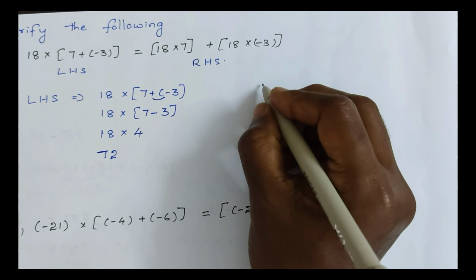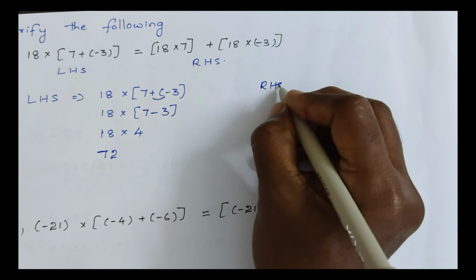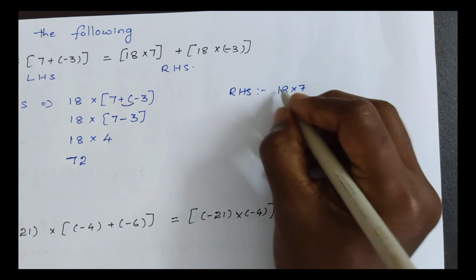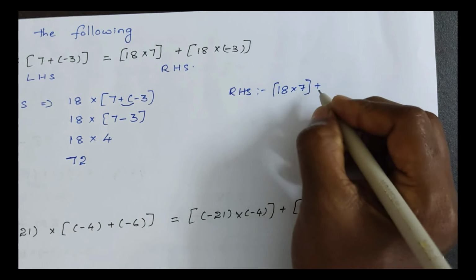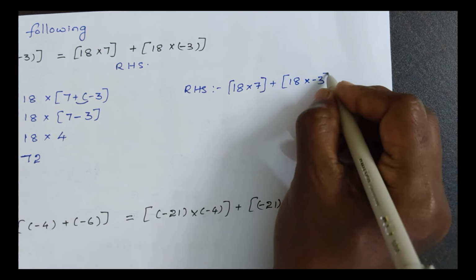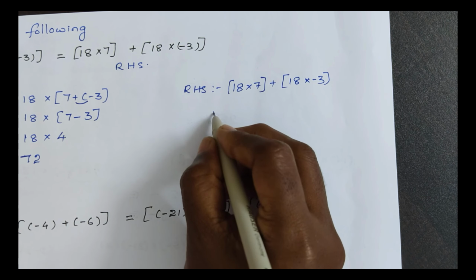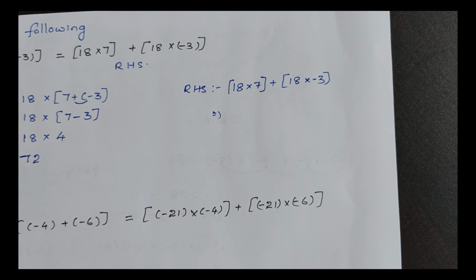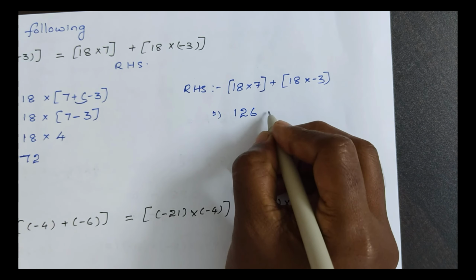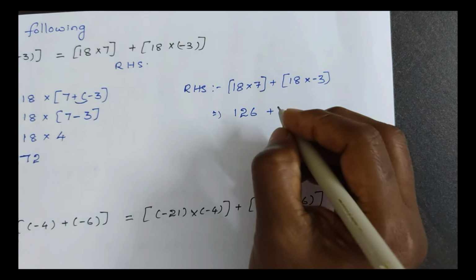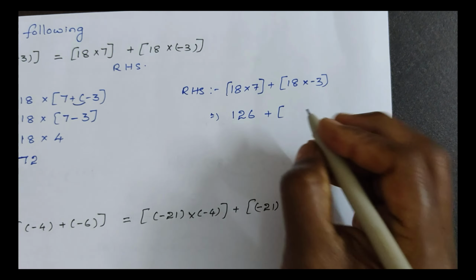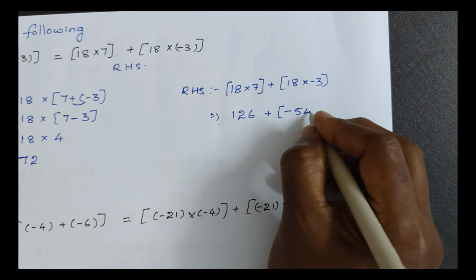Okay, now let us check the RHS part. What is our RHS part? 18 into 7 plus 18 into minus 3. So how much is our 18 into 7? 18 sevens are 126, plus 18 threes are. So it is a positive into negative, so minus 54.